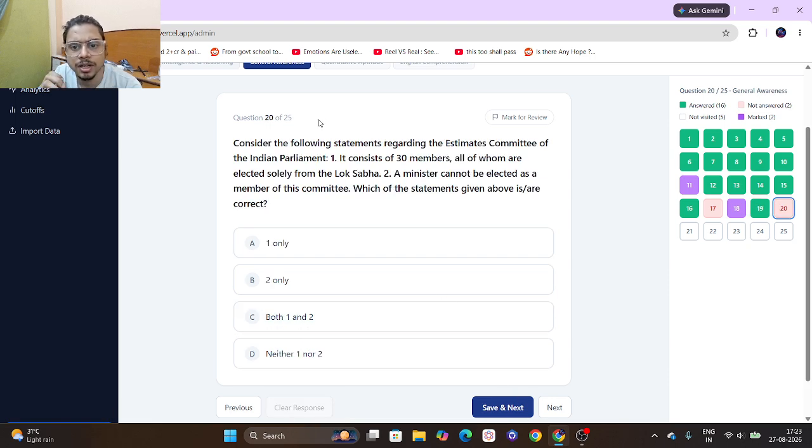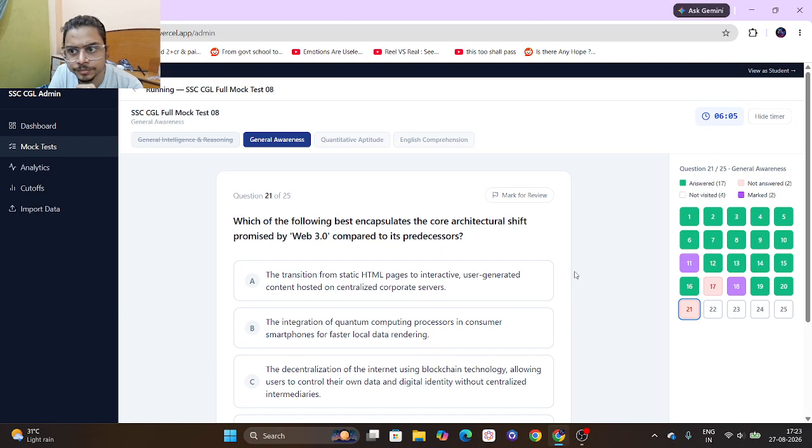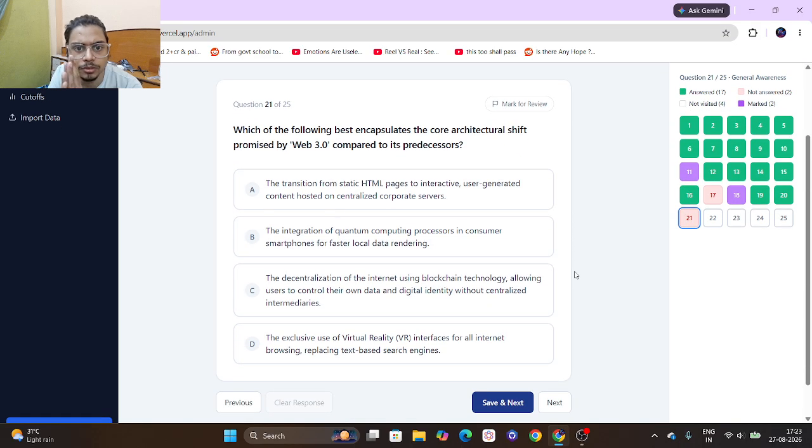Consider the following statements regarding the Estimates Committee of the Indian Parliament. It consists of 30 members, all of whom are elected solely by the Lok Sabha. Yes. A minister cannot be elected as a member of this committee. Yes. Both are correct.